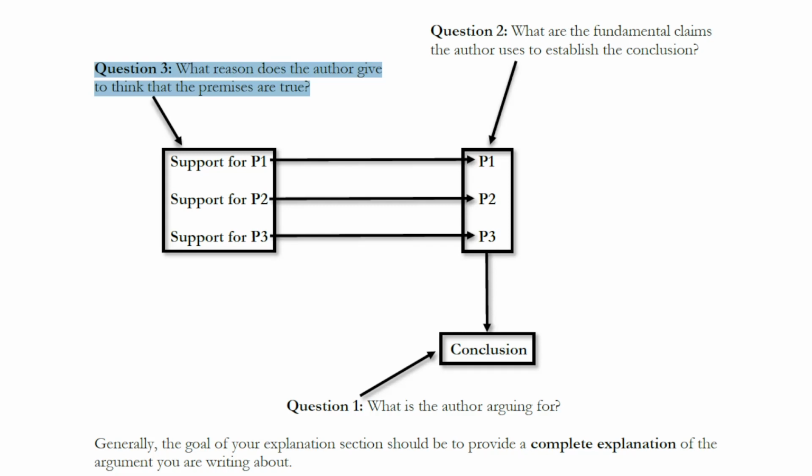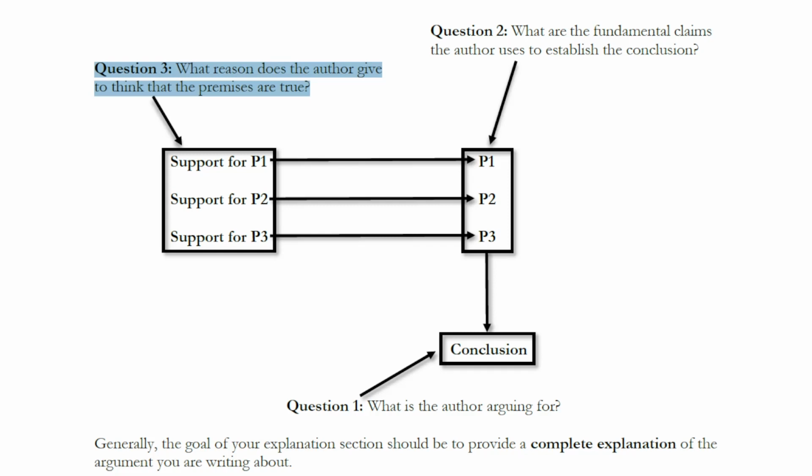What reason does the author give us to think that the premises are true? In other words, what support is there for the premises? It is great to outline a set of premises from which a conclusion can be inferred, but why should we think that those premises are correct? What reason does the author offer for us to believe that they are true?